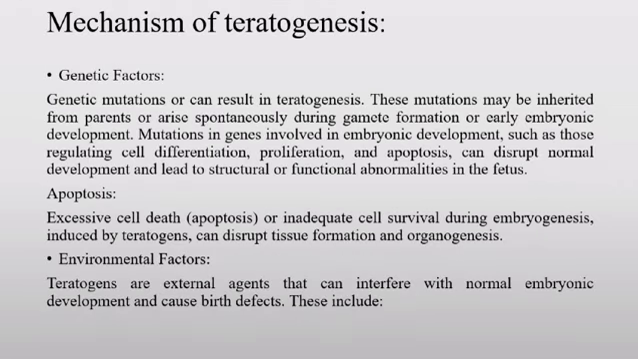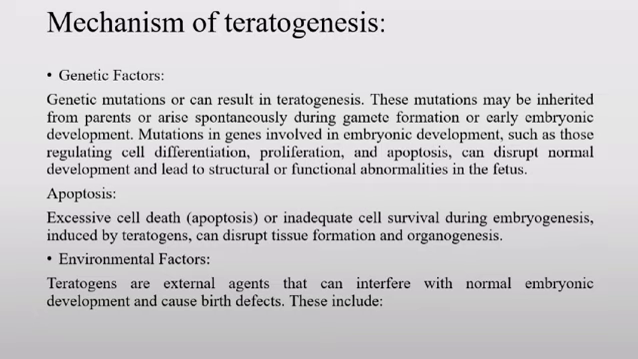Mechanism of teratogenesis. Genetic factors. Genetic mutations can result in teratogenesis. These mutations may be inherited from parents or arise during gamete formation. Mutations in genes involved in embryonic development such as those regulating cell differentiation, proliferation, and apoptosis can disrupt normal development of the fetus.